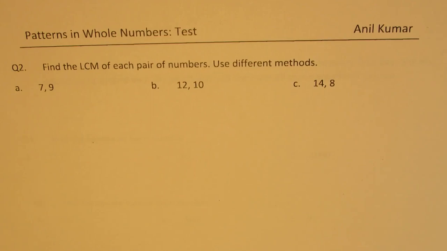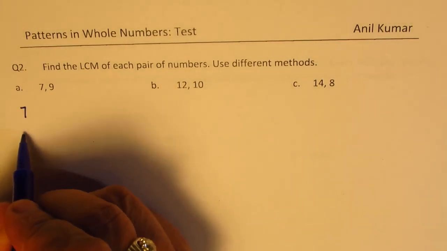So the question number two here is, find the LCM of each pair of numbers. Use different methods. 7, 9, 12, 10, 14, 8. So these are three sets of numbers for which you have to find the LCM. You can always pause the video and answer the question. So let's begin with the very first one, where we have two numbers, 7 and 9, right?